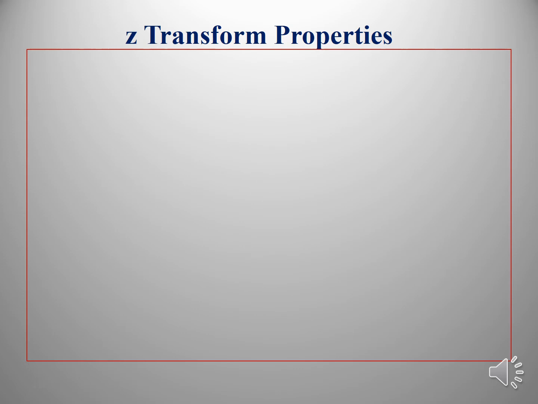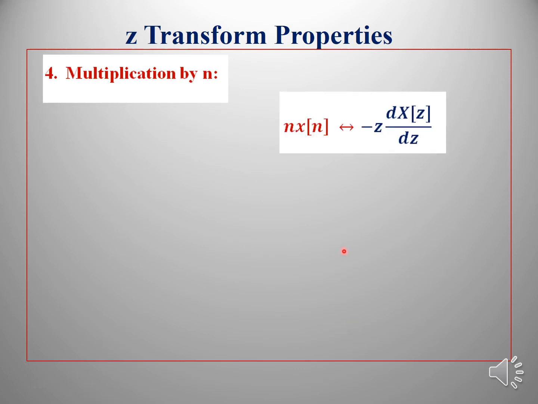The fourth property states multiplication by n. This property is given by n into x of n would be equivalent to minus z into dX(z) by dz.